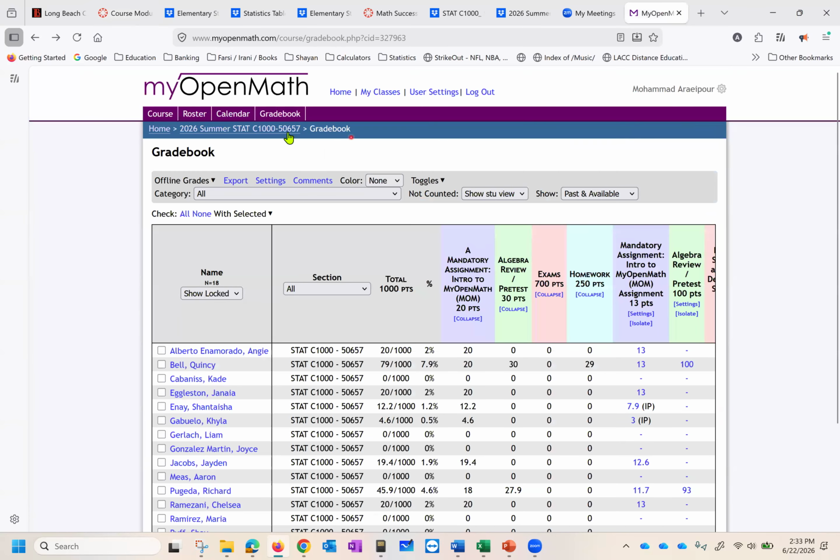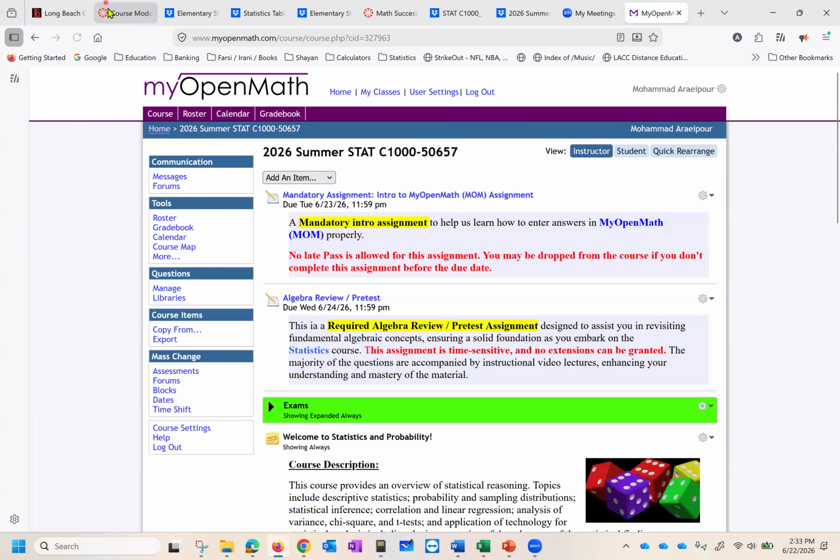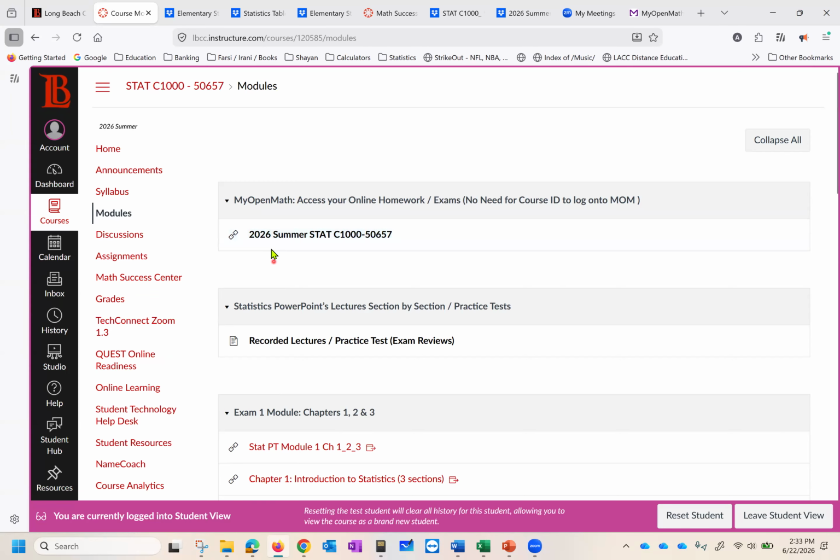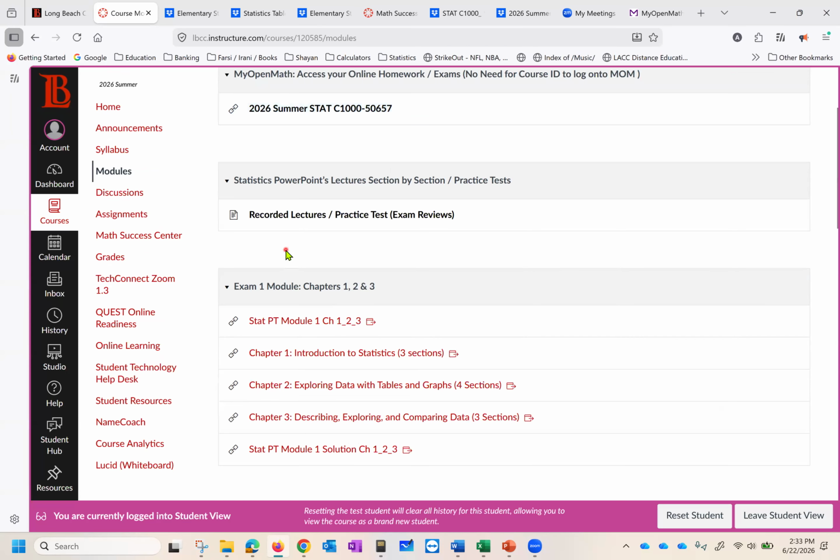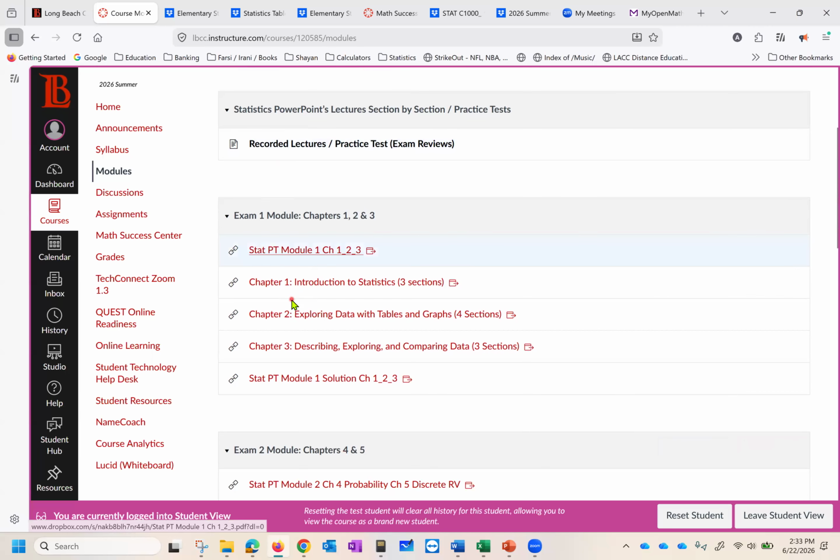For now, I want to discuss this one and then I'm going to go to the recorded lecture. So what do we find? For now, we're going to be concerned with module one.